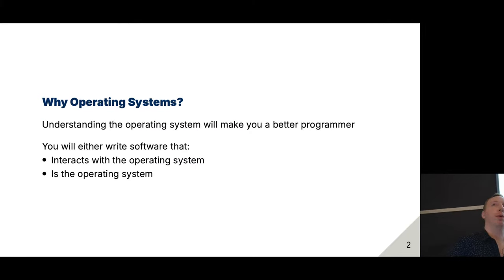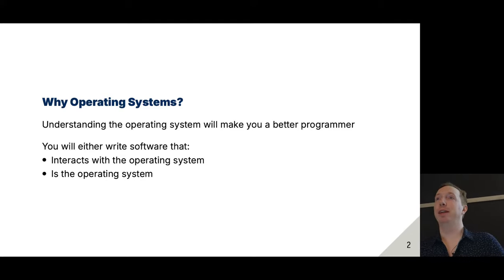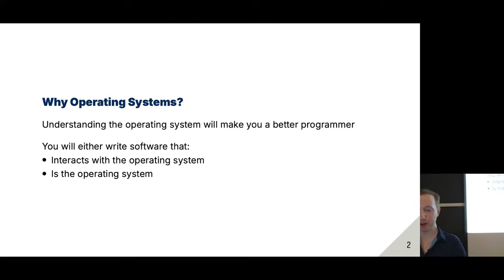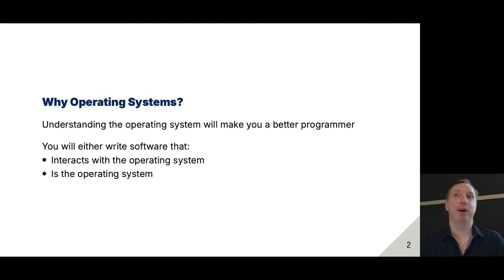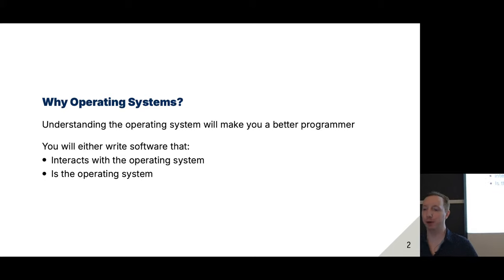So in this course, why are we taking operating systems? Throughout the course, you'll understand how an operating system works, and it will make you a better programmer. This is probably the most important course to take at U of T if you want to do software, and I'm not biased or anything like that. There are only two types of software you will ever write in your life: you're either going to write software that interacts with the operating system, or that software is going to be the operating system. There's no other option. So no matter what you do, knowledge of this course will help you in either case.